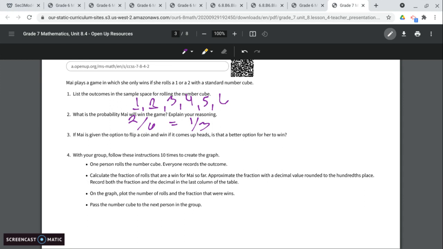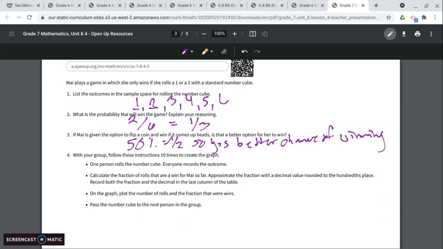If Mai is given the option to flip a coin and win if it comes up heads, is that a better option for her to win? Well, flipping the coin would be a 50% chance, or 1/2. So yes, she has a better chance of winning.